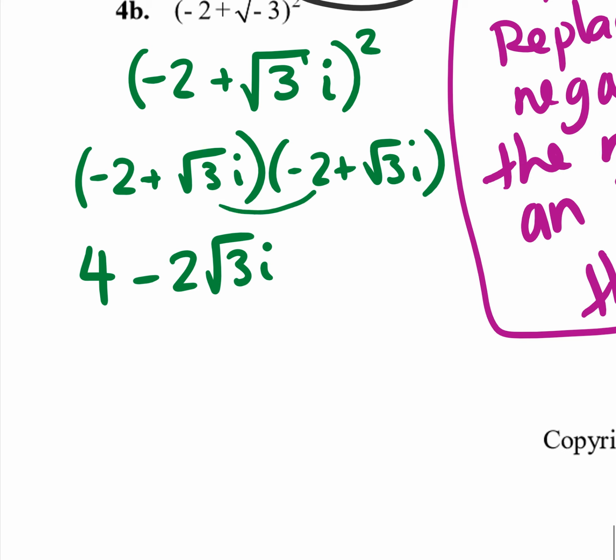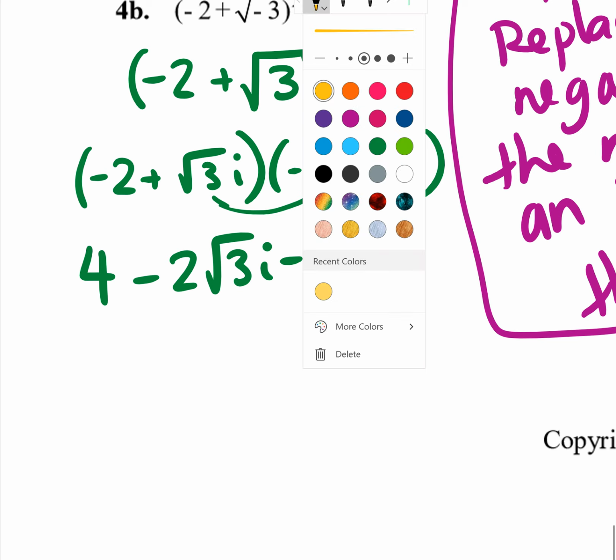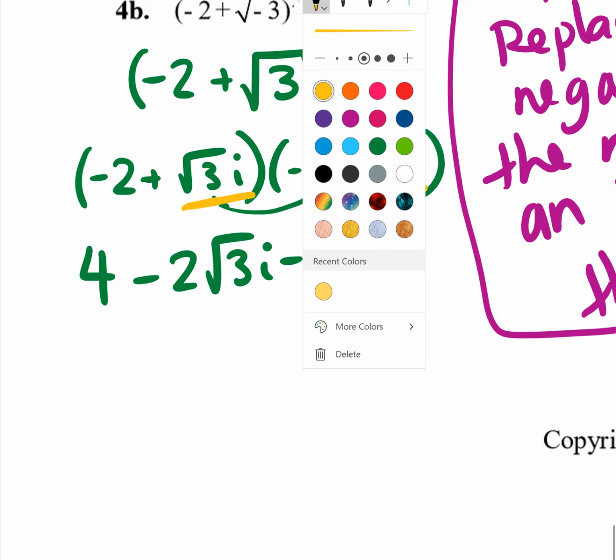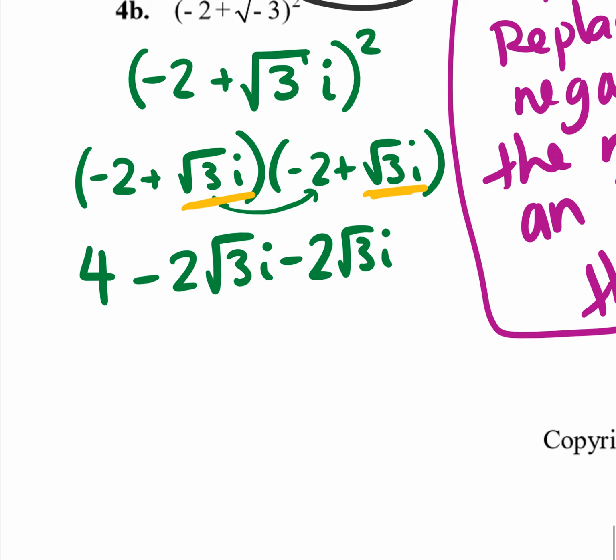And then the same thing with the inner guys. It's a root 3 times a -2, that makes -2 root 3i. And then the last times the last, okay, let's see. Root 3i times root 3i. Well, the 3's are both inside the root, so they can actually be multiplied together. Root 3 times root 3 makes root 9. And then there's an i times an i, which will make an i squared.